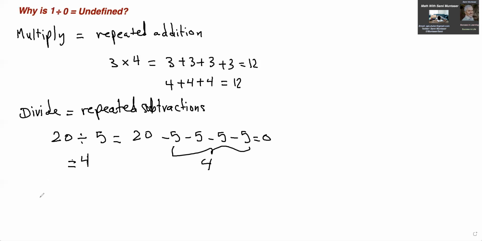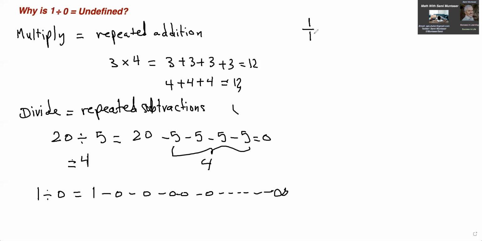Now, how about 1 divided by 0? So let's say we take 1 minus 0, minus 0, minus 0, minus 0, minus 0, indefinitely. What do we get? Where do we get to? Do we get to a positive infinity? We don't know. So let's find out. And to find out, I think the best way is to work with numbers. So let's take the 1, since it's 1 divided by 0.